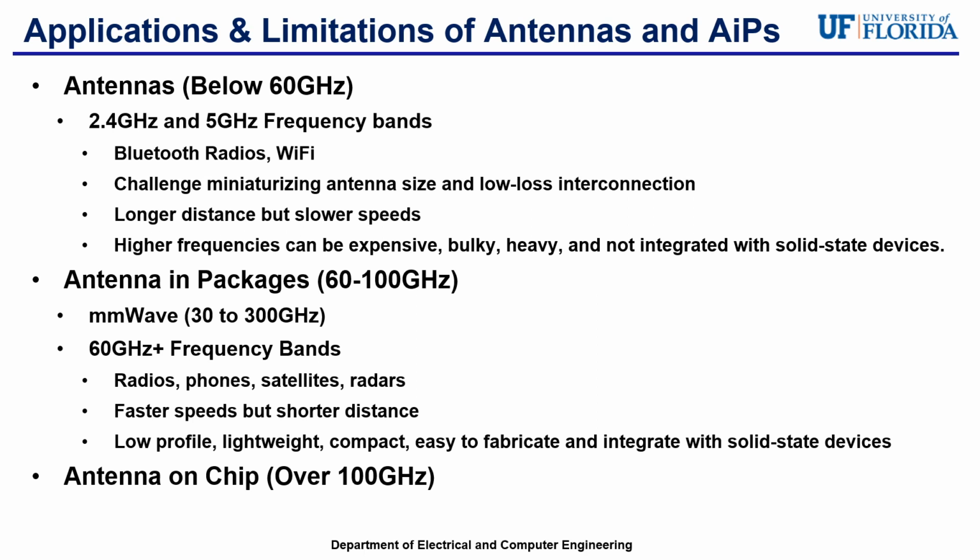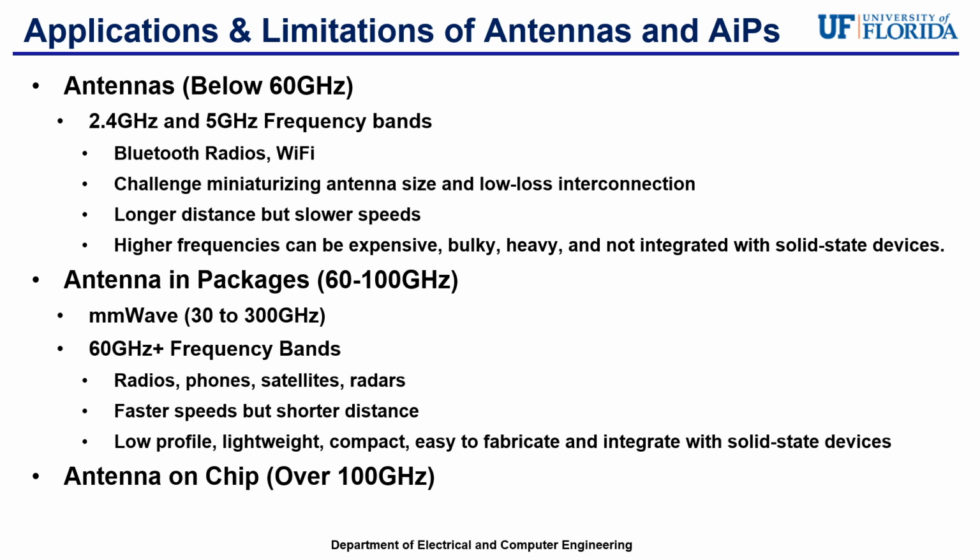However, antenna in packages can operate at much higher frequencies than antennas, and they typically operate around 60 to 100 gigahertz. Antenna in packages are one of the main technologies to operate the newly popular millimeter wave technology, which is from 30 to 300 gigahertz. The most favored and typical use for antenna in packages is at around 60 plus gigahertz frequency bands. And their typical applications are radios, phones such as 5G, satellites, and radars.